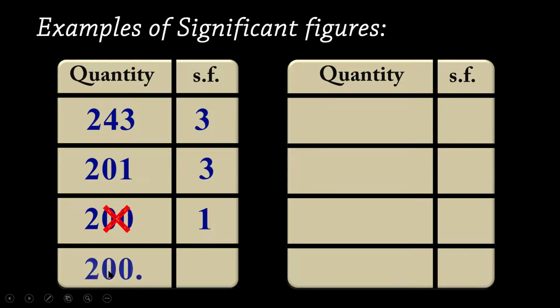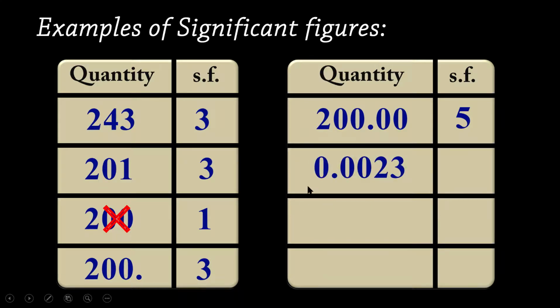Instead, if you have 200 with a supporting last decimal point, the 2 trailing zeros are counted as significant ones. So I will have 3 significant figures. If the given quantity is 200.00, all the trailing zeros are counted as significant figures because they are all supported by that decimal point. So I have 5 significant figures.